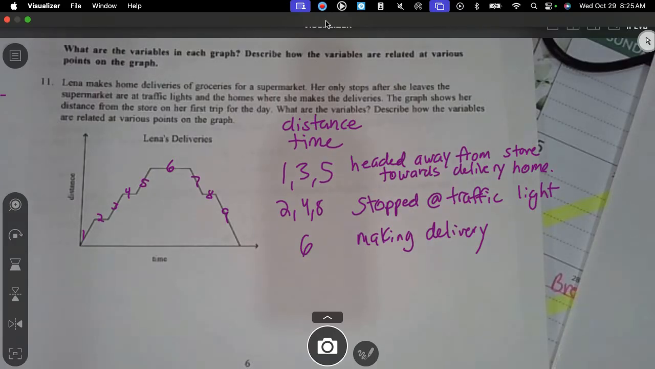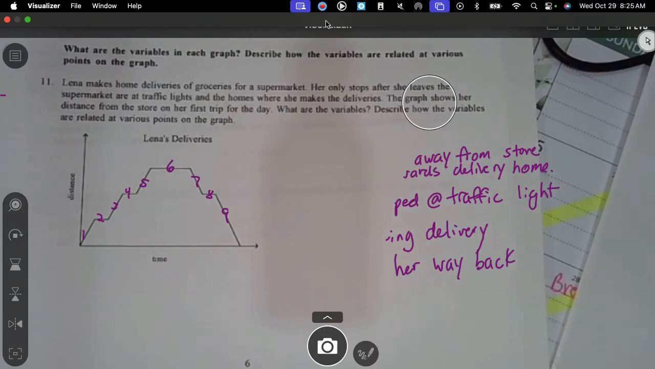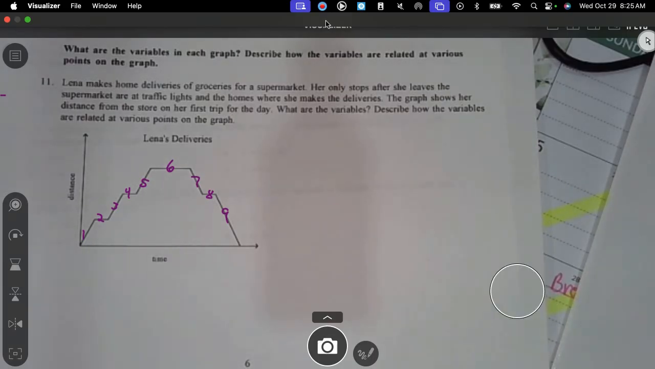Then the last thing I have is 7 and 9. What's happening at 7 and 9? Going back to this one. On her way back. That's right. She's on her way back. There we go. I think that one's on there. I'll tell you in a little bit which ones are for sure on there. Are we good with this? Yes. Okay. So, I don't care how you write them. Just don't forget distance and time.